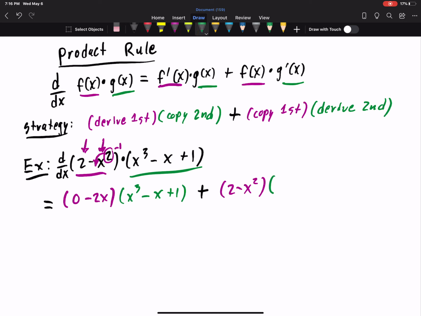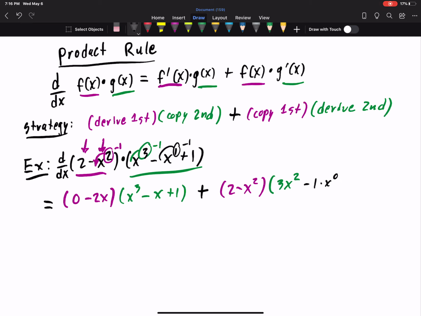So what we're going to do is we're going to take this 3, move it down in front, subtract 1 from the exponent, so that gives us 3x squared. And then we're going to do something similar here for this second term. So we have technically x to the first here. So you can take that 1, bring it down in front. So you have minus 1 in front, minus 1, and then subtract 1 from the exponent, so you have minus 1 times x to the 0.